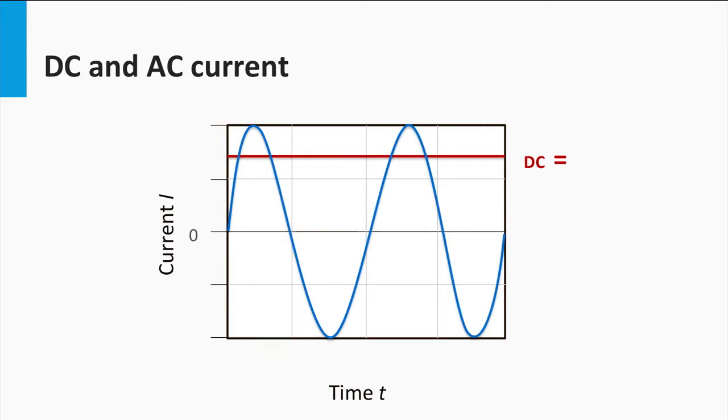AC, or alternating current, on the other hand, is the flow of electric charge such that it constantly reverses directions. The usual form of an AC power is a sine wave. The symbol for AC signal is this. As a thought, DC signals can be looked upon as a signal with zero frequency.